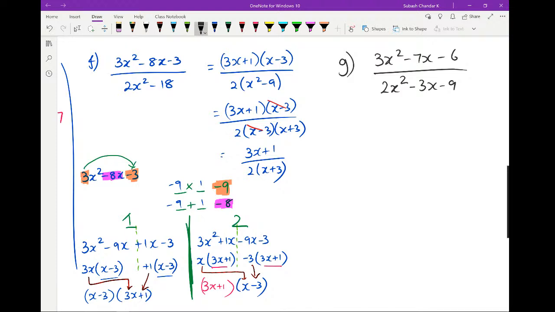Is the numerator possible? 3x squared minus 9x plus 2x minus 7x minus 6. Yes, it is possible.